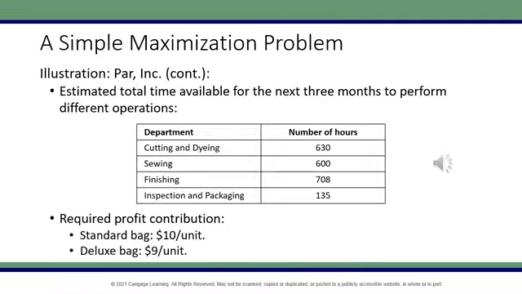Now let's look at the crucial numbers that will drive our optimization. First, the profit contributions. Standard bag, $10 per unit. Deluxe bag, $9 per unit. Then, the available time in each department for the next 3 months. Cutting and dyeing, 630 hours. Sewing, 600 hours. Finishing, 708 hours. Inspection and packaging, 135 hours. These time constraints will be key factors in determining our optimal production schedule.